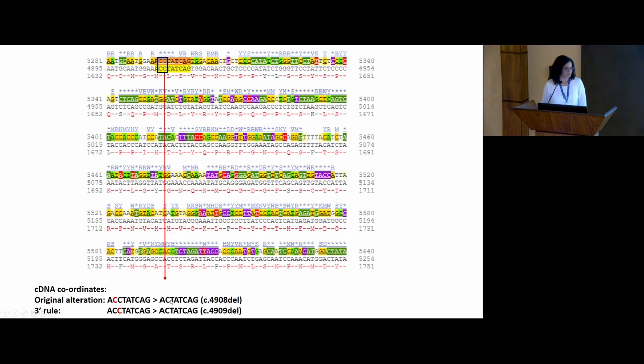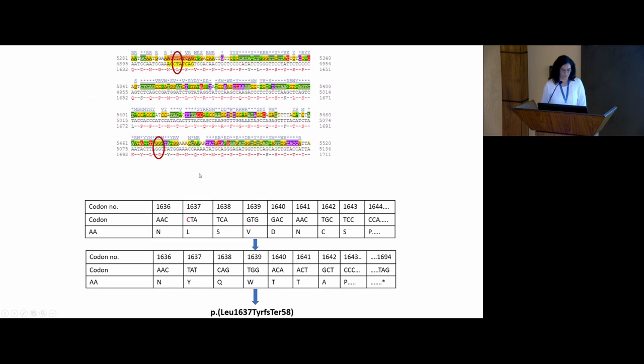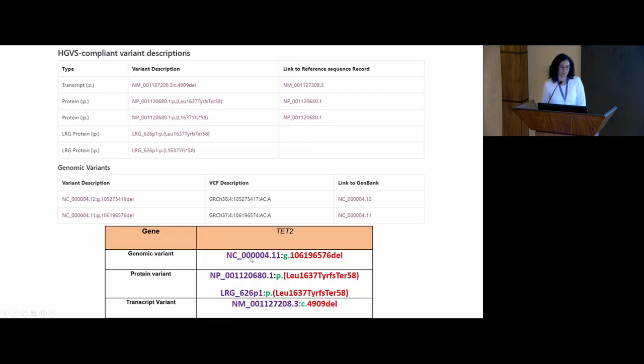cDNA coordinates, same thing. We get the coordinates, and on protein coordinates, we see that there is a shift of the reading frame because of 1 C deletion, and then there is finally a termination at the 58th amino acid after the position. We map it to variant validator.